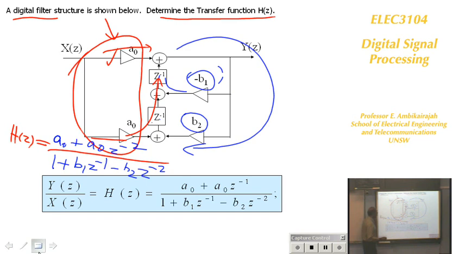That is your transfer function. That's how you write it. You don't need to write any of the equations. By looking at it, you should do it.